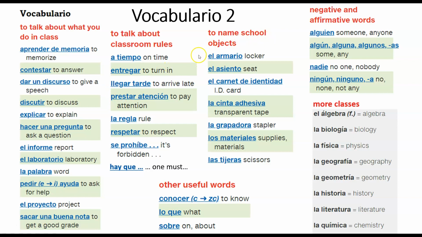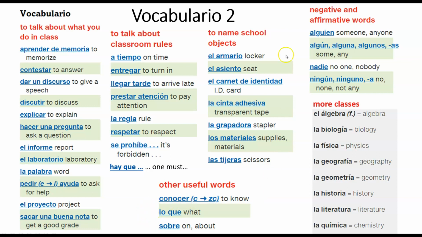To name school objects. El armario. El asiento. El carnet de identidad. La cinta adhesiva. La grabadora. Los materiales. Las tijeras. Some other useful words you'll see in the readings. Conocer, to know or be familiar with a person, place, or thing. The ZC changes to ZC in the yo form. Yo conozco. Lo que, what, or what about.